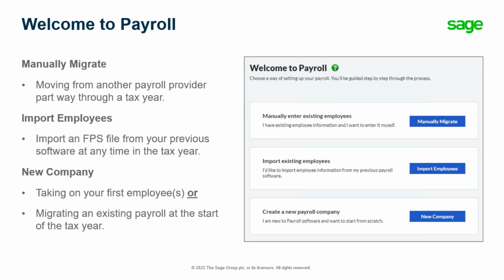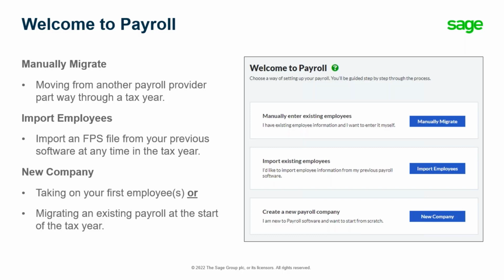Having entered those initial employer details, you would then see the Welcome to Payroll wizard, which gives you 3 different ways of setting up your payroll. So the first one on that list is to manually migrate, but you would only use that if you're moving from another payroll provider partway through a tax year and you'd like to enter all of your employee details and opening balances manually. So probably more suited to a smaller payroll or where you don't have an FPS file you can import.